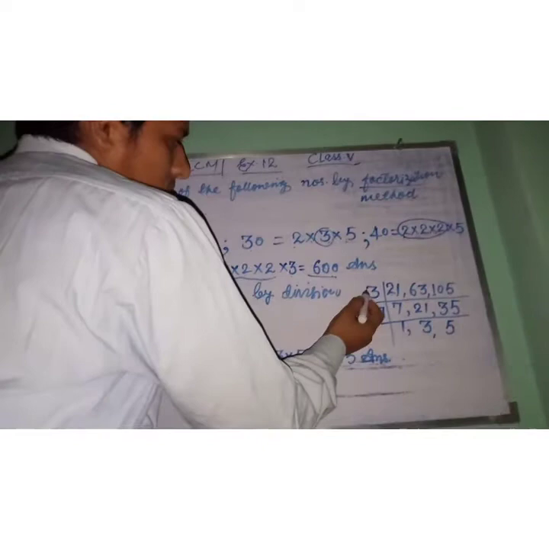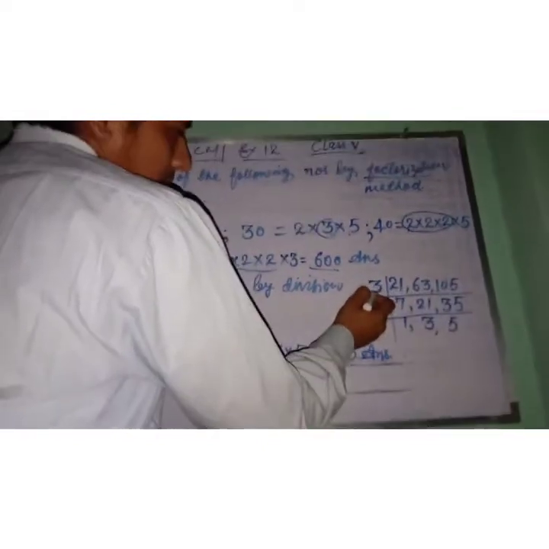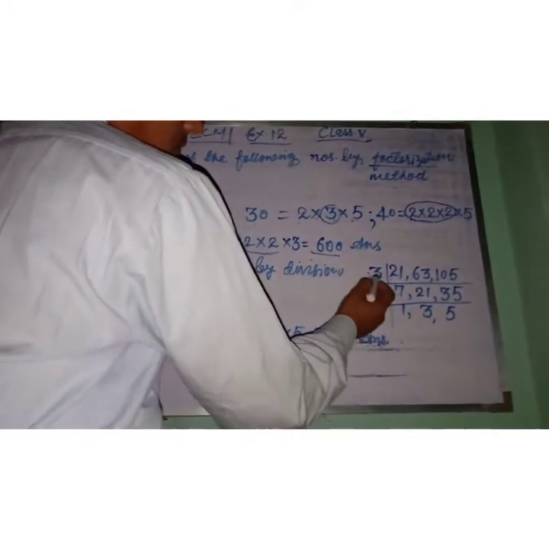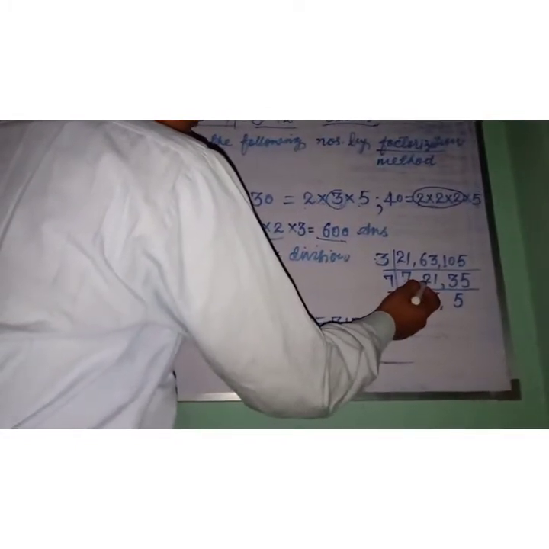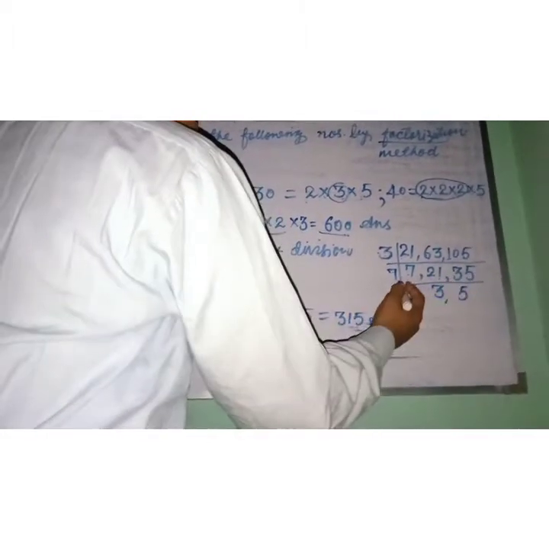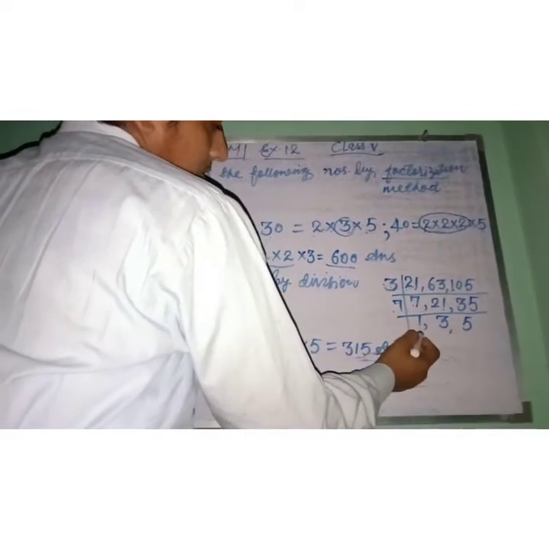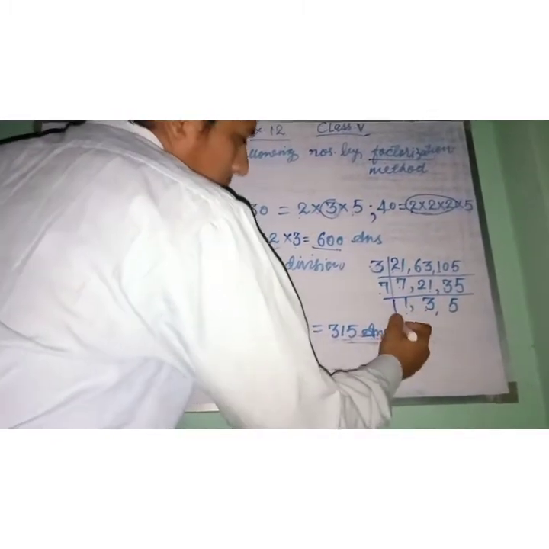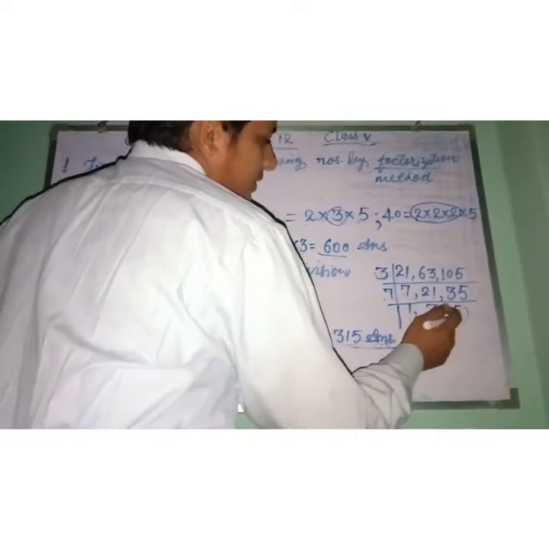So now we have applied the 3, and how many times can 3 divide? 3 7 is 21, 3 21 is 63, 3 2 is 6 and 3 35 is 105. Once again 7: 7 1 is 7, 7 3 is 21, and 7 5 is 35. Now we have to stop the step. Why? Because there is no common factor other than 1.